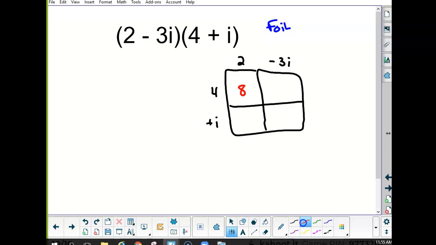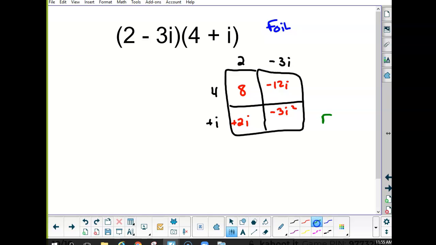2 times 4 is 8. 4 times -3 is -12i. 2 times i, and actually I'm going to make sure that that's a positive 2i. And then here's the important one. -3i times positive i gives me -3i squared.